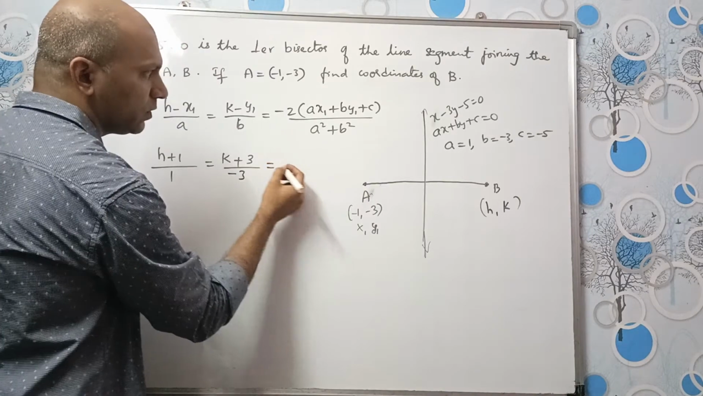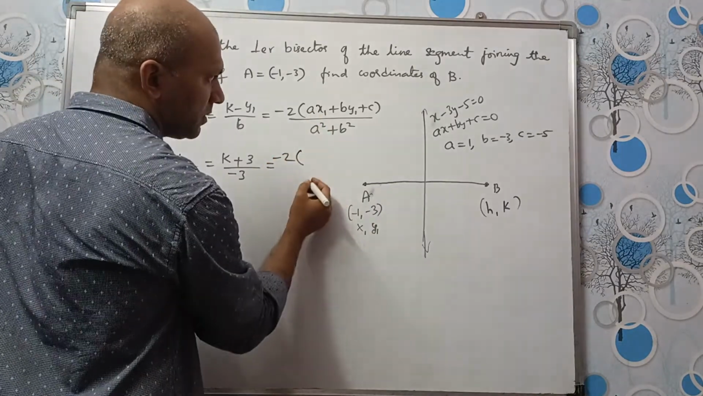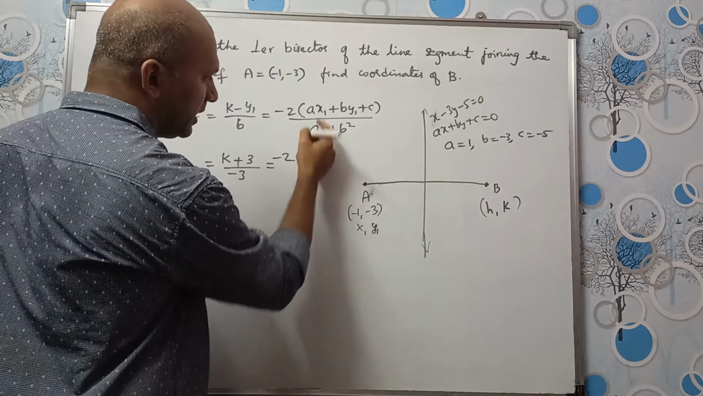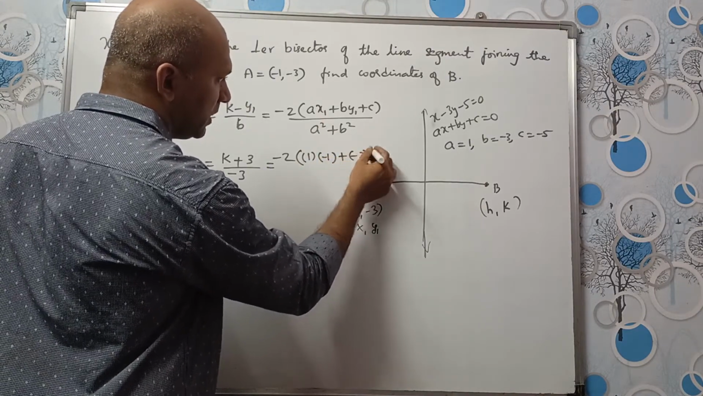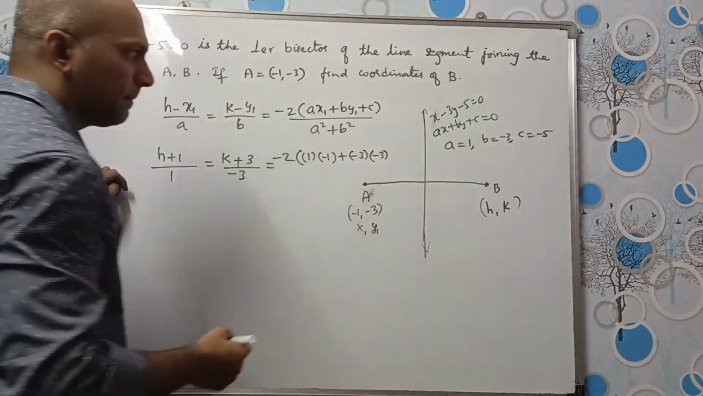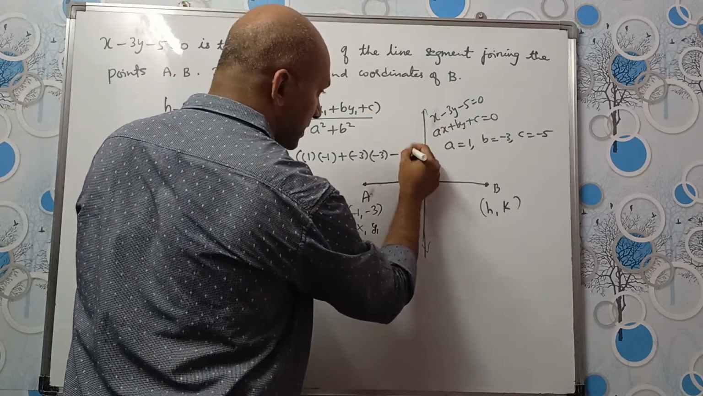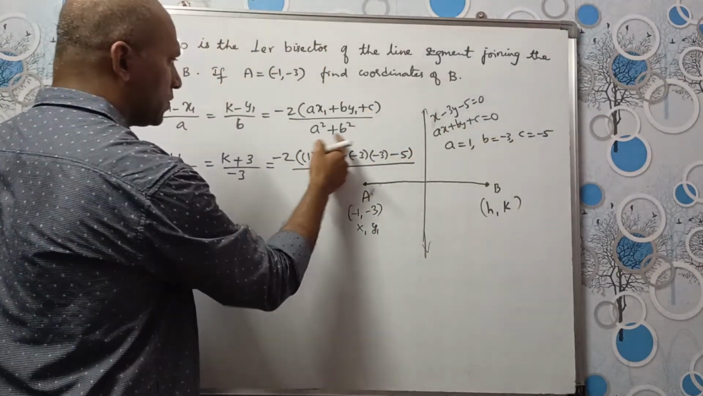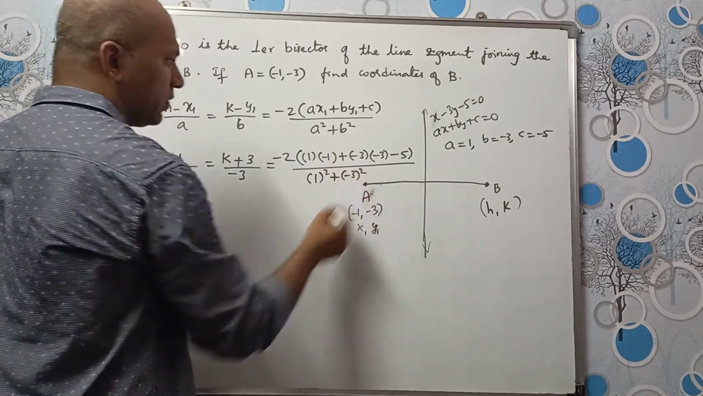Minus 3 is equal to minus 2 multiplied by a x1. What is the value of a1 multiplied by x1? Minus 1 plus b, minus 3 multiplied by y1, minus 3, plus c, whole divided by a square plus b square, 1 square plus minus 3 square.